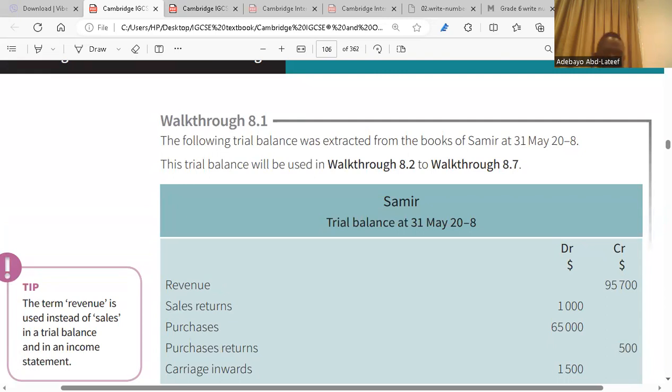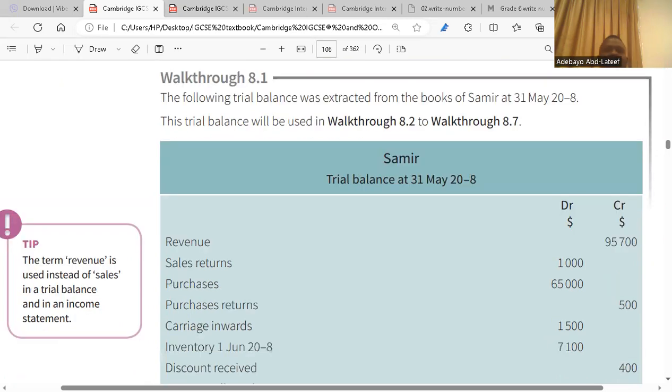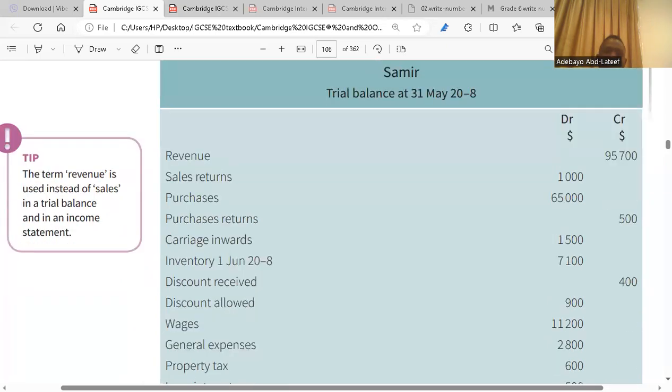Now, to prepare a financial statement, first we need a trial balance. In this trial balance, we're going to have the values of all our transactions put together. For us to put them together, we have to create the sides of the trading and profit and loss accounts, and the sides for assets and liabilities. Here they said the following trial balance was extracted from the books of Samuel at 31 May 28. This trial balance will be used in our walkthrough. Based on the trial balance we have, I'm going to explain where each item has to be posted and what for. Are you with me? Yes.